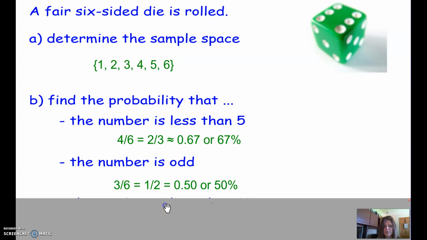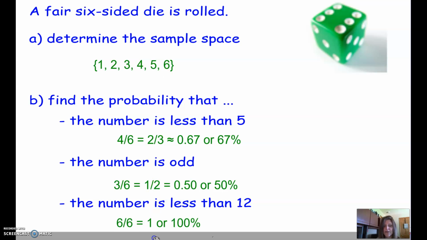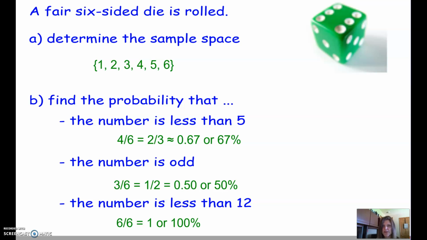All right, last one. Can you find the probability that the number rolled is less than 12? All right, this is a bit unusual. In our sample space, we see that every single one of those numbers is less than 12. So in this case, we have a certain event, 6 out of 6 or 1 or 100% probability.